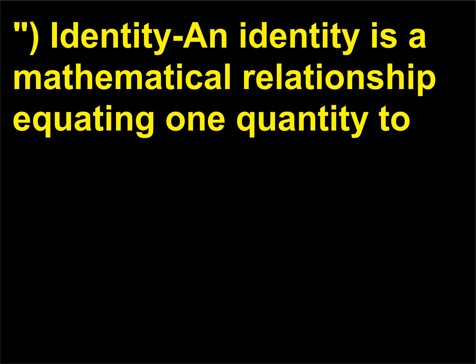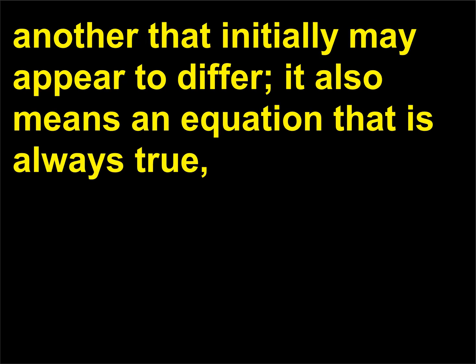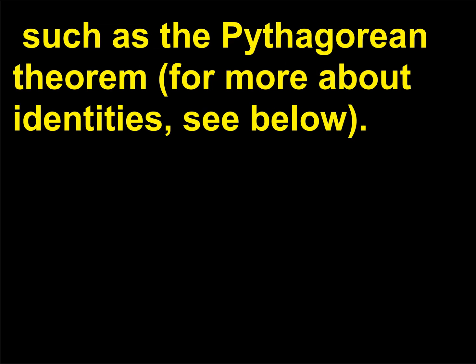Identity. An identity is a mathematical relationship equating one quantity to another that initially may appear to differ. It also means an equation that is always true, such as the Pythagorean theorem. For more about identities, see below.